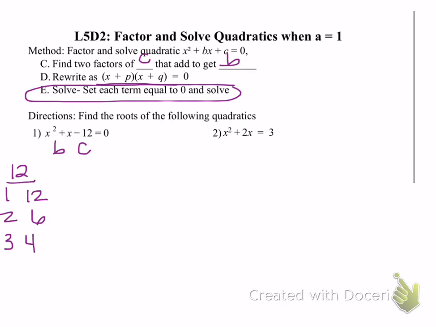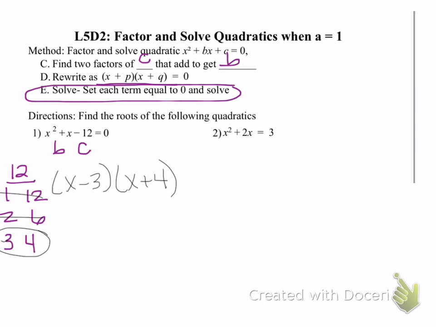If our goal is to get a positive 1, we know 1 and 12 is not going to work, and 6 and 2 is also not going to work. So 3 and 4 is our guess. If we want to get a positive 1, which one of these needs to be negative? Does 3 have to be negative, or does 4? 3 has to be negative because you want a positive 1, so the smaller number should be negative. So we're plugging in x minus 3, x plus 4.